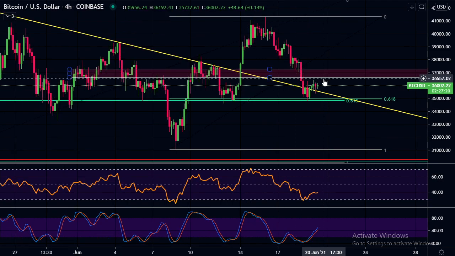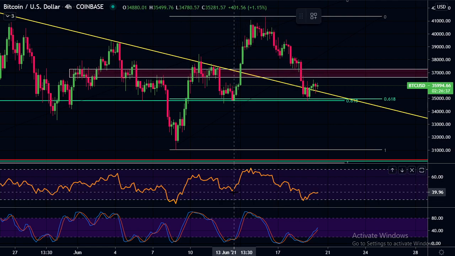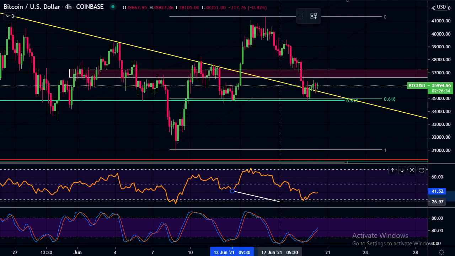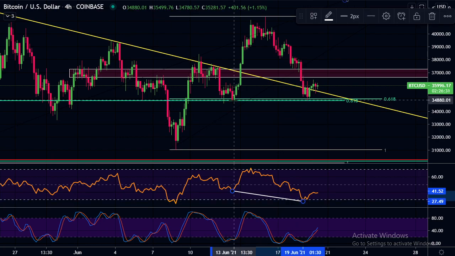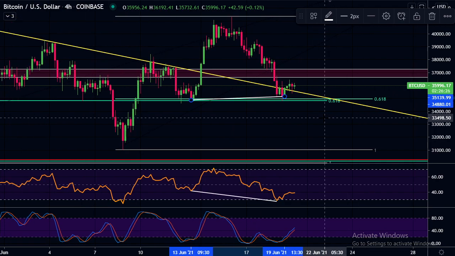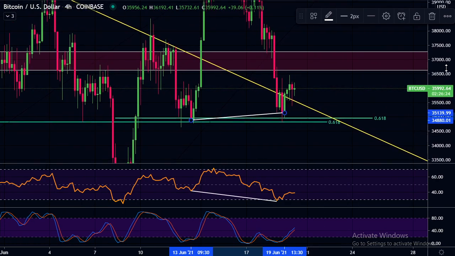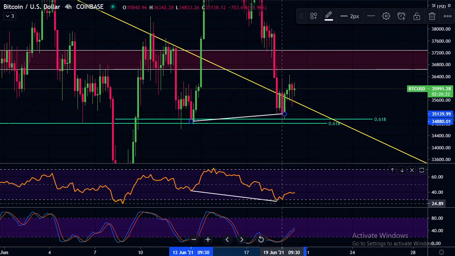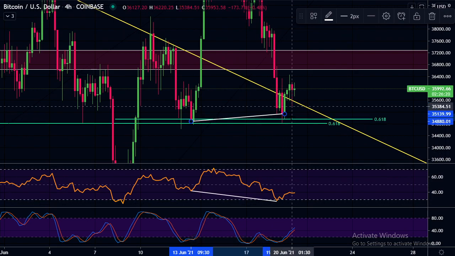But we'll have to see what happens to the price as we get into this box here, which again is at 36.6 to 37.3 approximately. We do currently have this hidden bullish divergence here between these 2 points, and just drawing it on the chart, we can see we have higher lows using the bodies of the candles and lower lows on the RSI. So this is hidden bullish divergence.